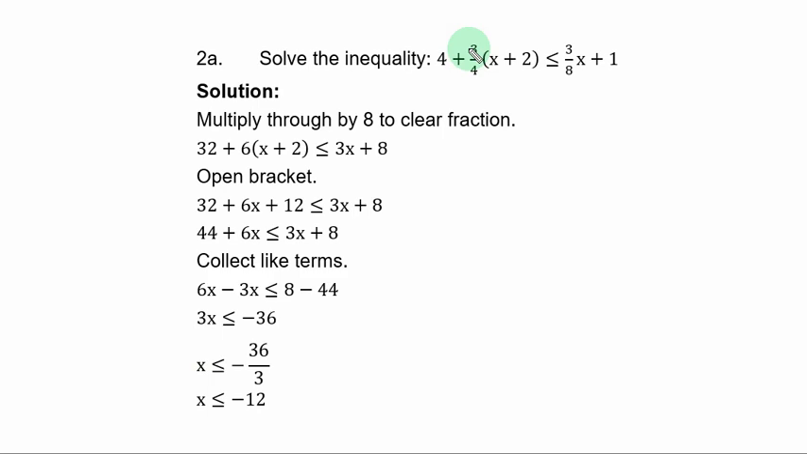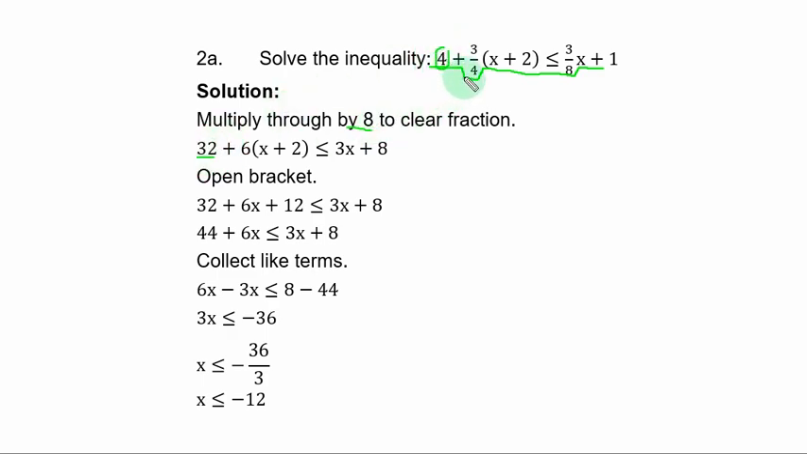Question 2a. Solve the inequality 4 plus 3 over 4 bracket open s plus 2 bracket close less than or equal to 3 over 8 s plus 1. The best thing to do is to clear the fractions by multiplying through by the LCM of 4 and 8, the denominators, which is 8. If you multiply the first term by 8, you have 32.